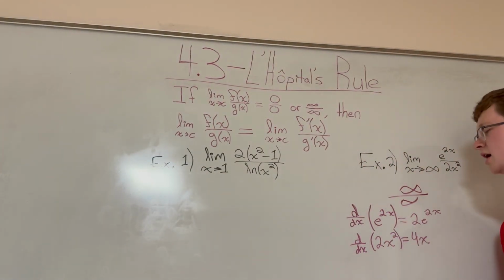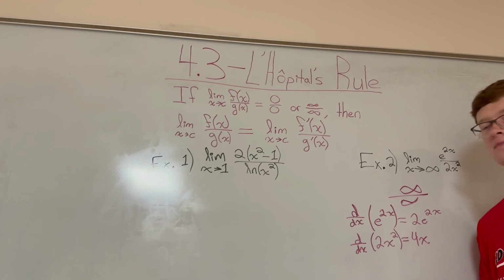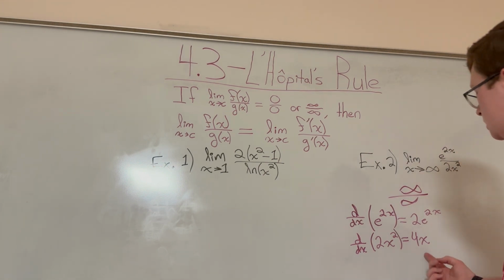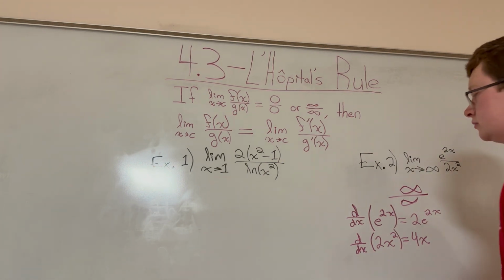Alrighty, taking the derivative of top, e to the 2x, you should have gotten 2e to the 2x based on exponent rules of e's. And for the derivative of 2x squared, you should have gotten 4x due to the power rule. So next step, as I said before, we're going to rewrite the limit.